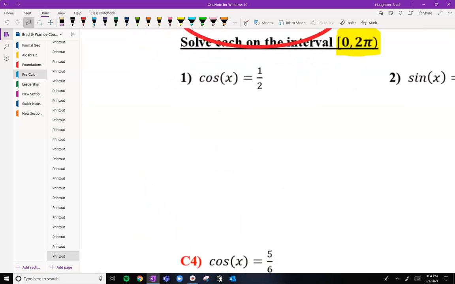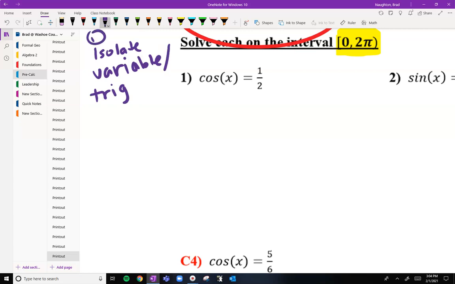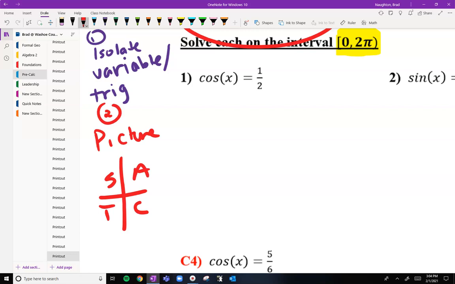Alrighty. So the first thing we're obviously going to do is you want to isolate your variable. And your variable is almost always going to be with your trig function. So you're going to isolate your variable, your trig function. And for 1 through 9, they're already all isolated. So check there. Step number 2, always draw your picture. And your picture should be all students take calculus, just as was mentioned. And then go to town.